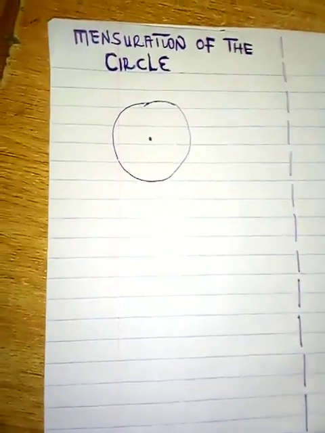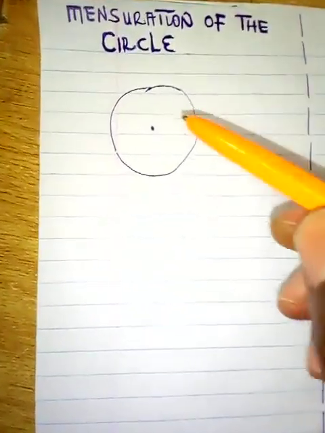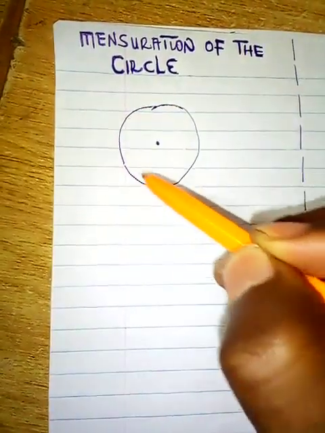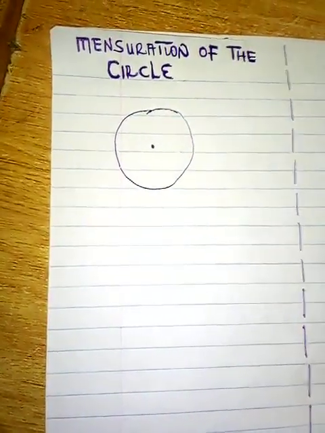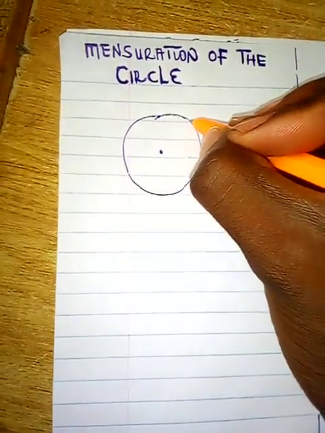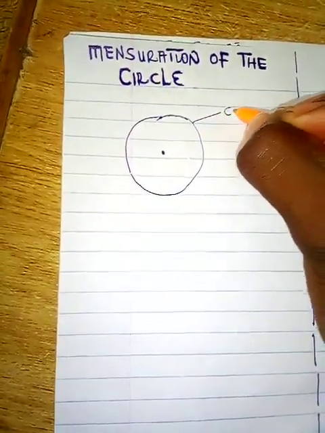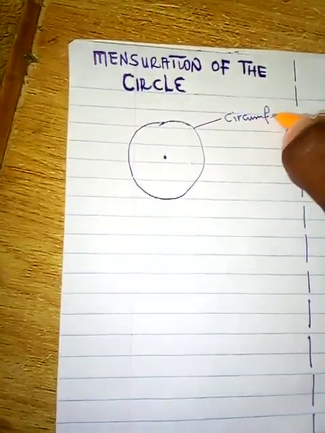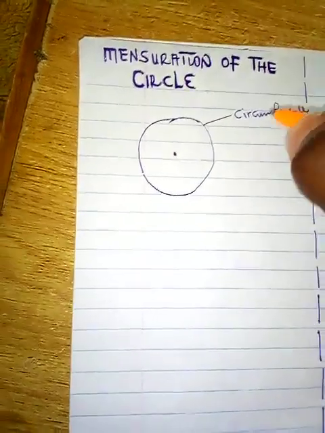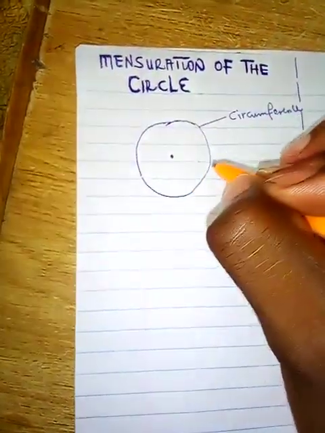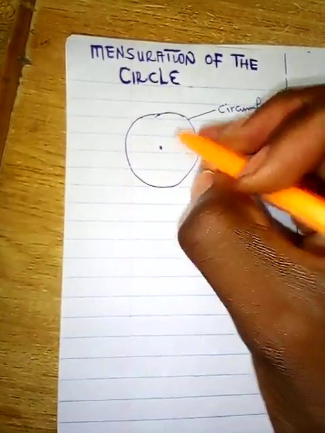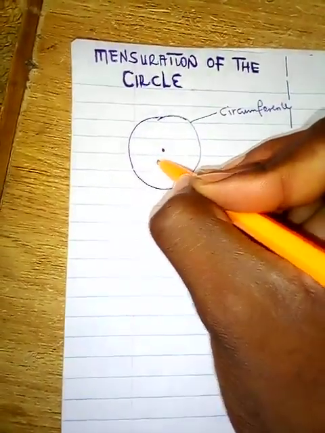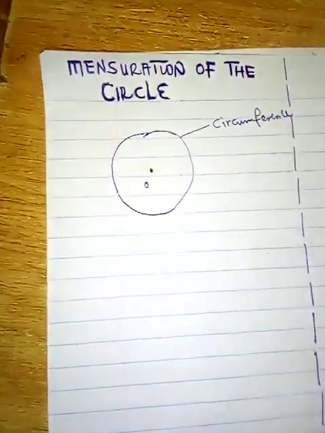Now this total length, this total distance around this circle, is what is referred to as the circumference. And as usual, this is our origin O.